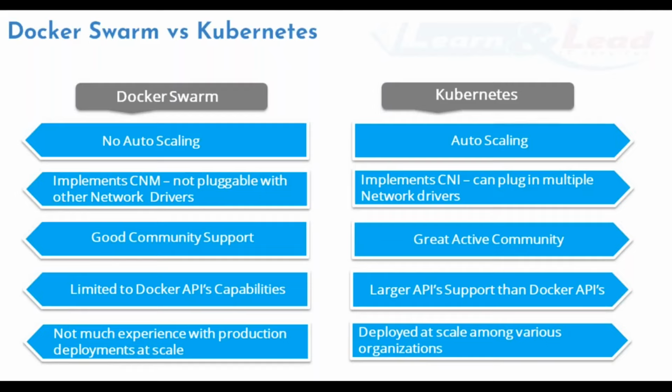So there is good community support. Both are mostly open source. There is good community support for Docker Swarm, whereas Kubernetes has a great, active community because of its huge demand in the market right now. There's a lot of active support provided by the community. Now Docker has limited APIs. You saw that Kubernetes has an API server. Kubernetes APIs are much richer when compared to Docker APIs. So Docker has limited APIs, while we have more APIs and more solutions within Kubernetes.